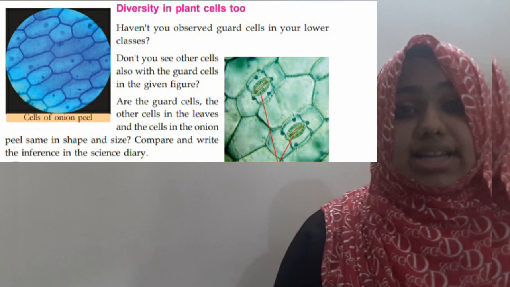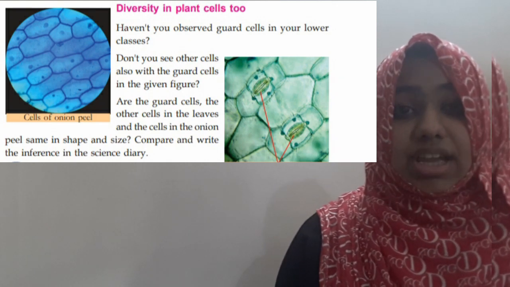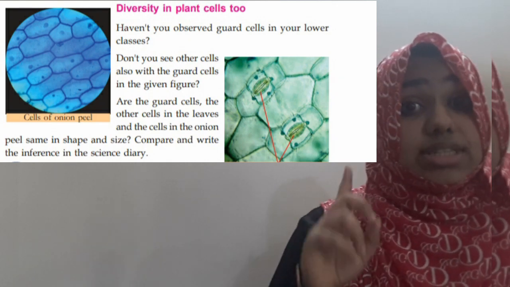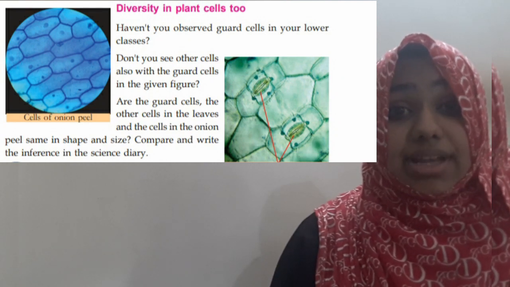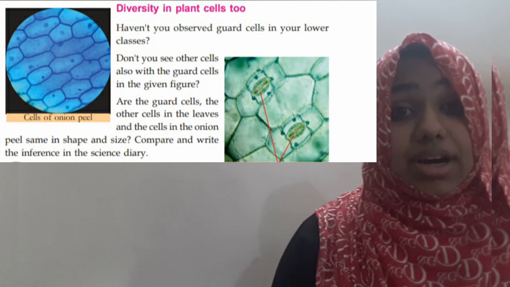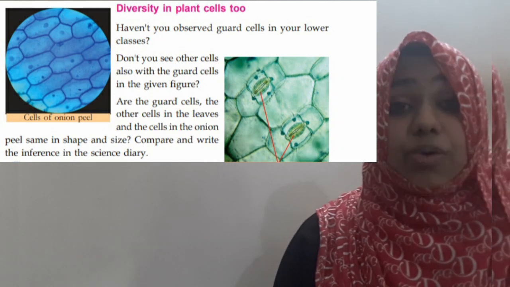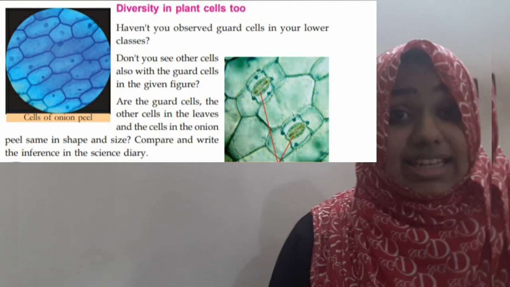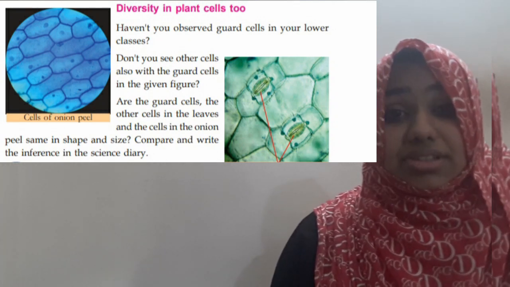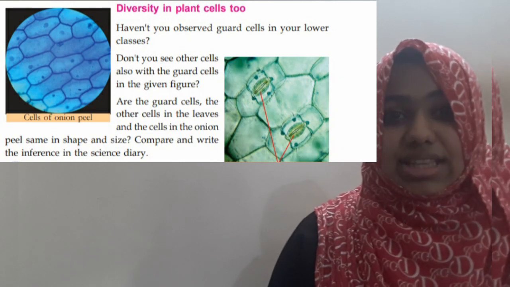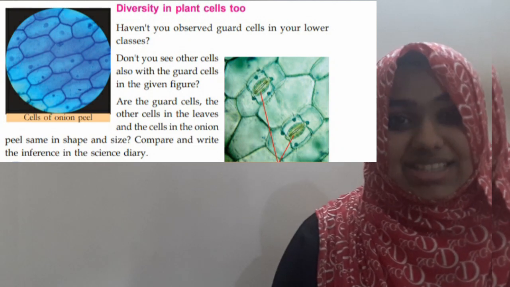Haven't you observed the guard cells in your lower classes? What is the guard cell? Do you remember when we learned about the stomata? What was the stomata? Stomata is an important part of a plant which helps in photosynthesis. How does it help in photosynthesis? It takes the carbon dioxide from the air and also removes excess water from the plants. Wasn't that stomata? You learned this in lower grades, right?